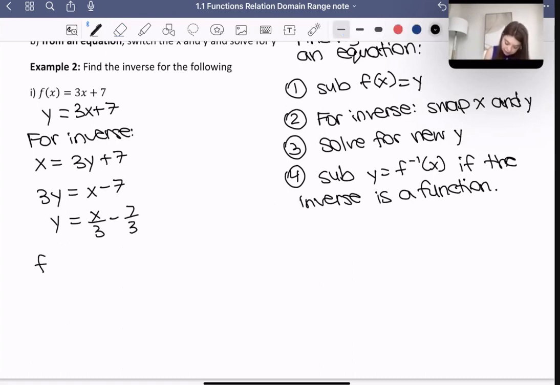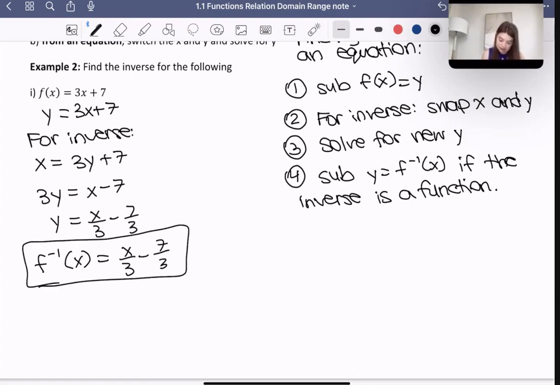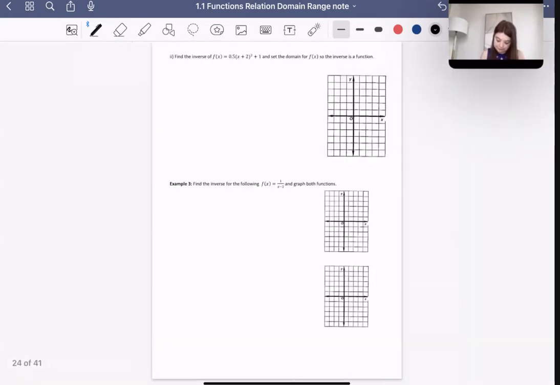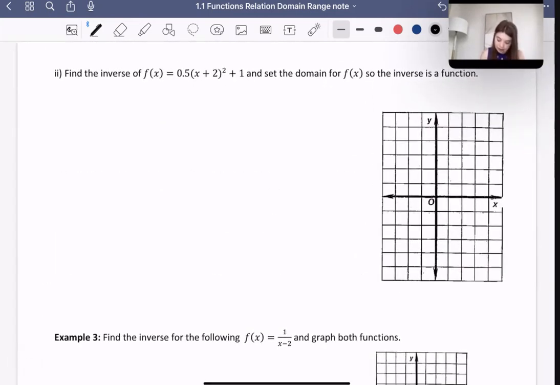I keep writing prime for some reason, but no, this is the correct notation, not prime. x over 3 minus 7 over 3. And that's the final answer. If they ask what's the inverse, that is the inverse right there. Okay, let's try a couple more examples.